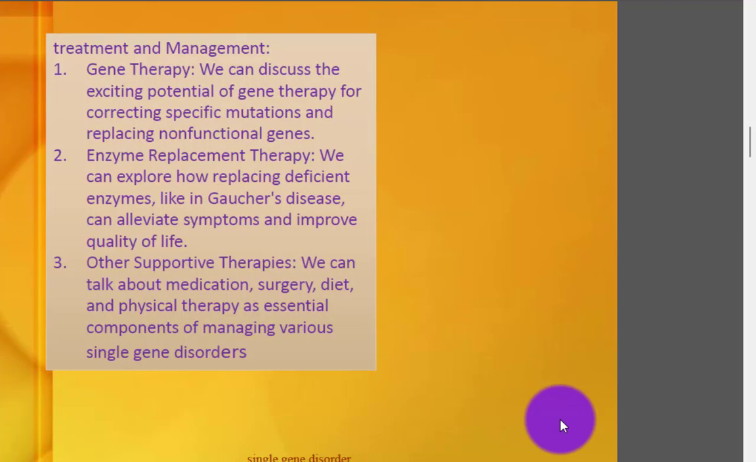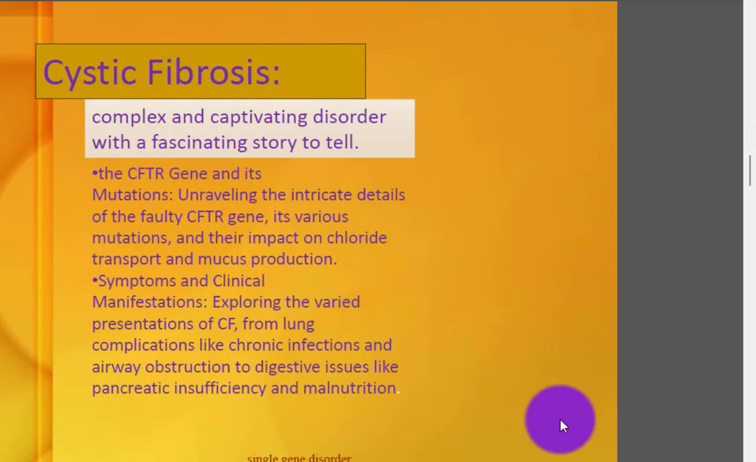Treatment and management. Gene therapy, we can discuss the exciting potential of gene therapy for correcting specific mutations and replacing non-functional genes. Enzyme replacement therapy, we can explore how replacing deficient enzymes, like in Gaucher disease, can alleviate symptoms and improve quality of life. Other supportive therapies, we can talk about medication, surgery, diet, and physical therapy as essential components of managing various single gene disorders.